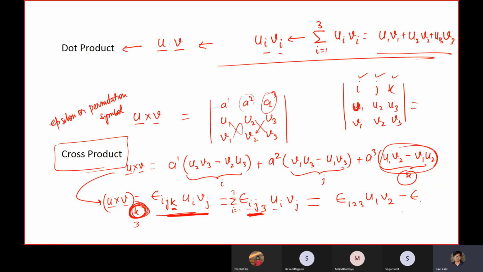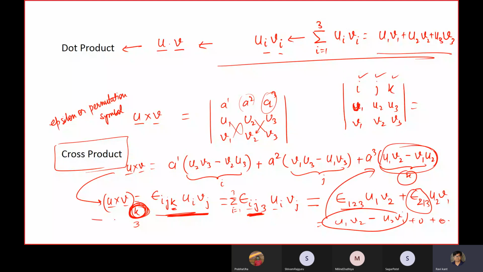So you have to remember all these formulas. 2, 1, so this is plus 2, 1, 3, this is u2 v1, and the rest will be 0, right? So we can see that this goes to 1 and you have u1 v2, and since this is anticyclic, you have a minus sign and u2 v1. You can see you get the same component. This is how you are going to do things in cross product.